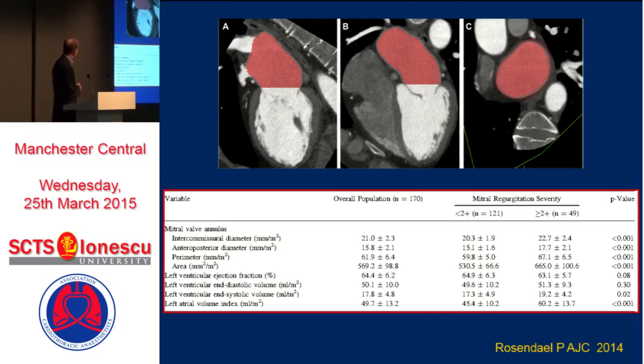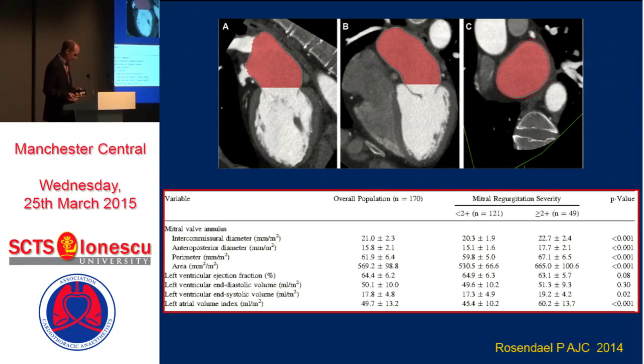What determines the severity of the MR in these individuals are the annular parameters. So intercommissural diameter, anteroposterior diameter, annular diameter. The bigger your annulus, the worse the degree of mitral regurgitation. So the degree of MR in these people with AF is driven primarily by annular size. Now, of course, it may be that it is the dilation of the left atrium, which is also substantially different in those with greater degrees of MR, that is driving the dilation of the annulus. So annular dilation is secondary to overall dilation of the left atrium.